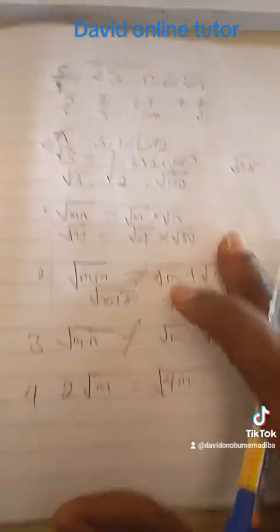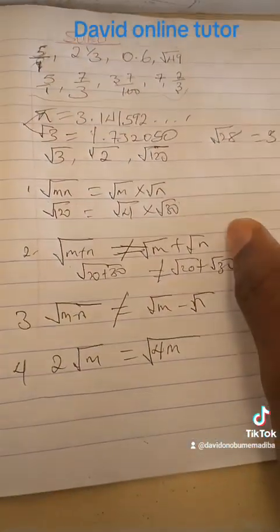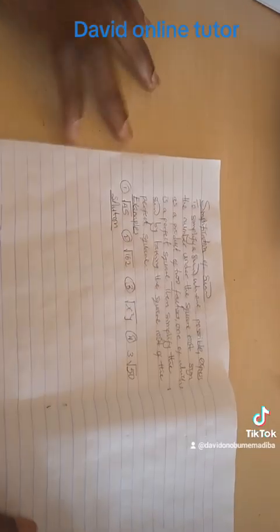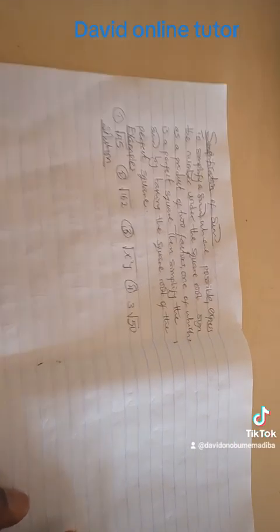So if these theorems are clear, let's see simplification of surds.